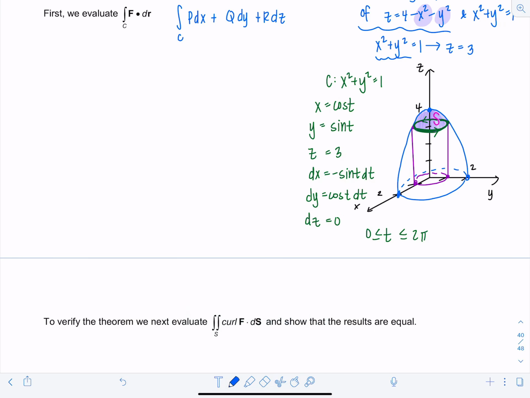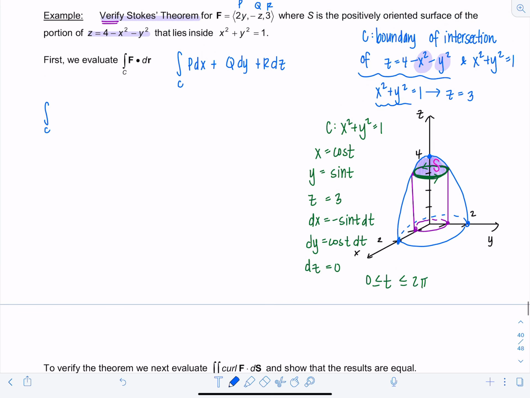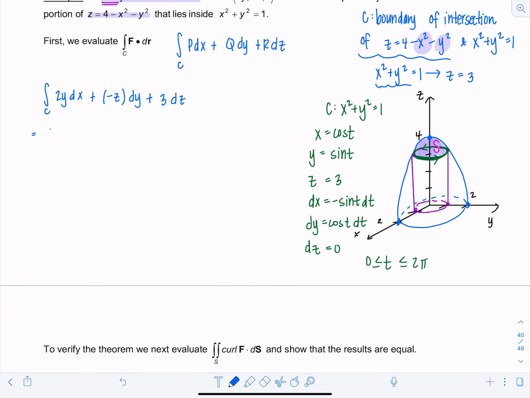So I will have the line integral over C. Let's go back to our vector field. So P is 2y dx plus Q is negative z dy plus R is 3 dz. Very good. Now let's replace everything so it's all in terms of t. So limits of integration are going to go from 0 to 2 pi. Then I have 2 times y is sine t. dx is negative sine t dt. And then I have minus z, so minus 3, dy is cosine t dt. And then I have plus 3 dz, which is 0.